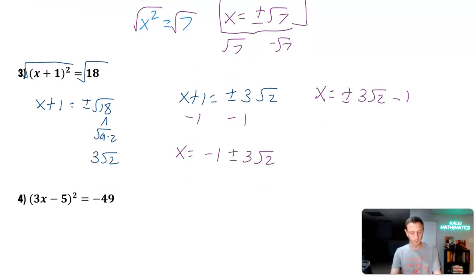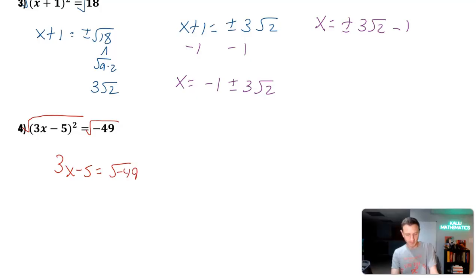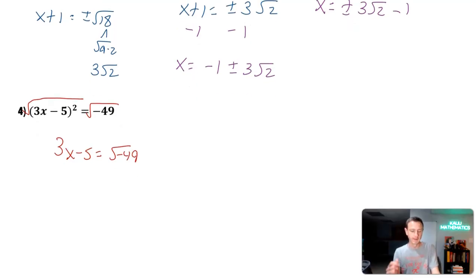All right, let's look at number 4. So for 3x minus 5 squared, you'd want to take the square root because the term being squared is already by itself. So I'm going to take the square root. I get 3x minus 5 equals the square root of negative 49. Well, there's a lot going on here. Sorry, plus and minus.